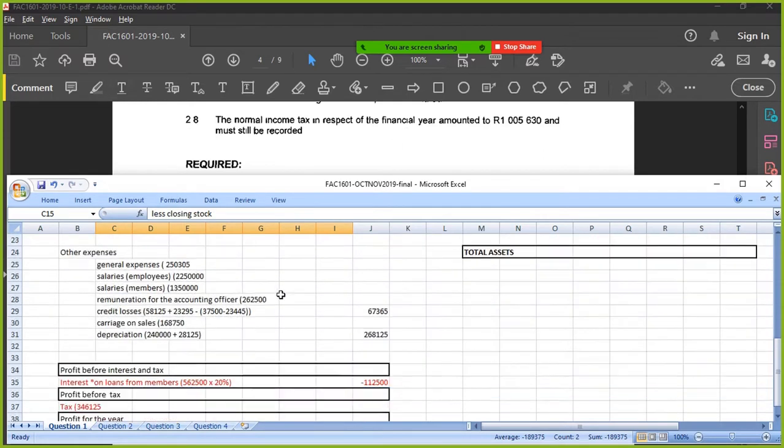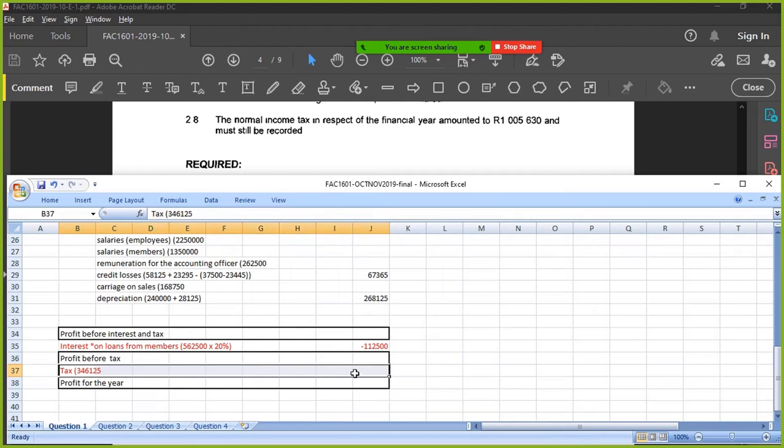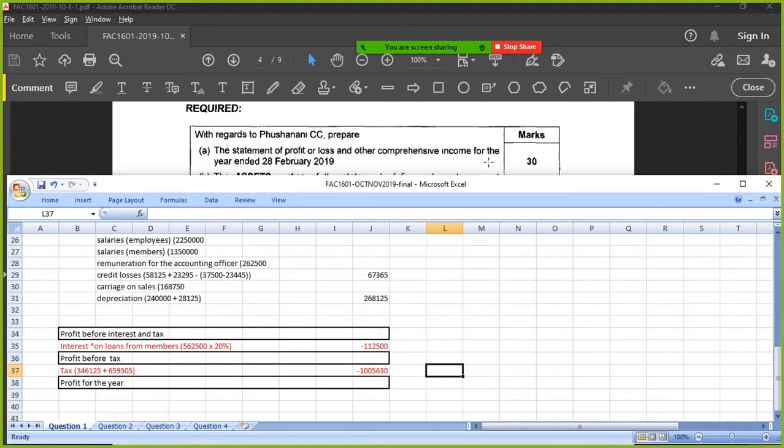Next, the normal income tax in respect of the financial year amounted to that and must still be recorded. So what was the actual tax? The tax was that. So there is going to be an accrual. This will obviously be a liability. You'll have a SARS liability because the normal tax was more. So obviously to add the difference, you're going to have to add 659505, which would have been a SARS liability, or accrued expense basically. Right, and that's the end of the question.